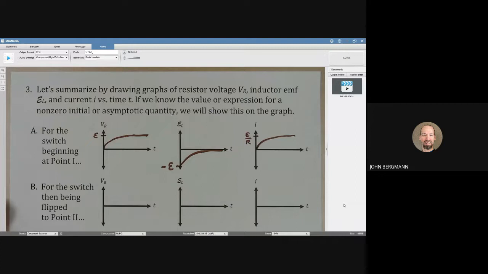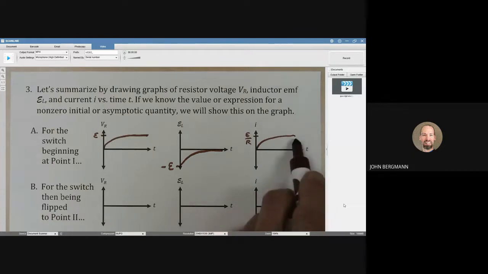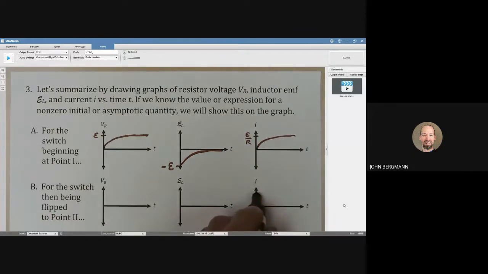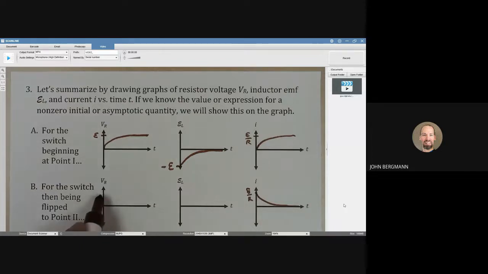Now, when we flip it to point 2, the inductor wants to keep the current going. See, the current is at this level right here, E over R. And remember, the inductor wants to keep that current going. So at that first instant, it is able to do that. But then that current is going to drop off like that. And that means that the voltage across the resistor is going to be proportional to that. So it's going to drop off like that, where that is numerically equal to the voltage of the battery. And where is that voltage coming from? Now it's coming from the inductor that is trying its best, but ultimately failing, to keep that current going.